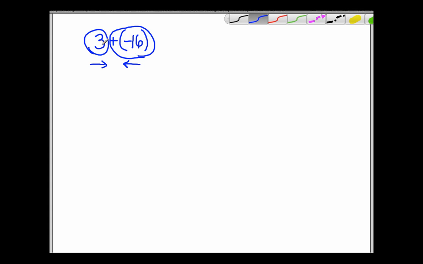All right? Now, if they are going in different directions, I'm going to find the difference. So I'm going to do 16 subtract 3, and 16 minus 3 is 13. And then the answer will take the sign of the longer vector. Which vector is longer? Which has a longer length? 3 or 16? 16 is longer than 3. What kind of vector is it? Left pointing. Left pointing means it's negative. So the answer will be negative 13.